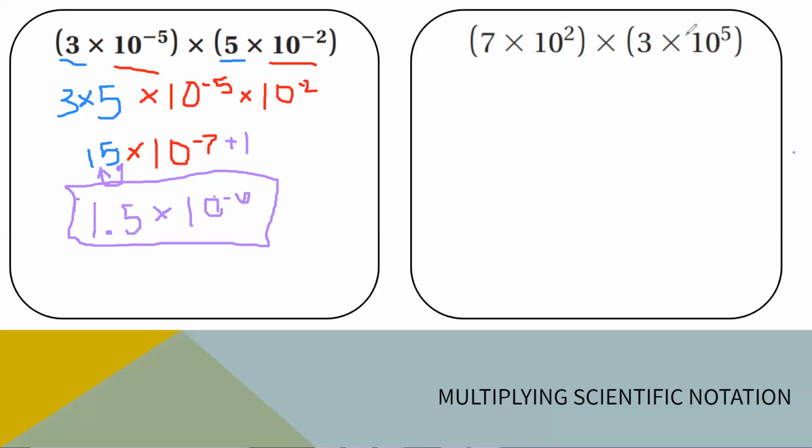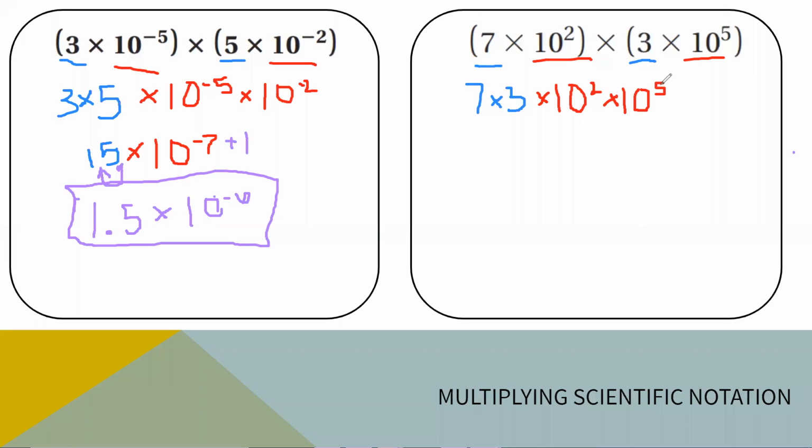So again, the first thing that I'm going to do is group up my factors and group up my powers. So my two factors in this case are 7 and 3. So I'm going to write down 7 times 3. And my two powers are 10 to the second and 10 to the fifth. So I'm going to be grouping those up and writing them down.